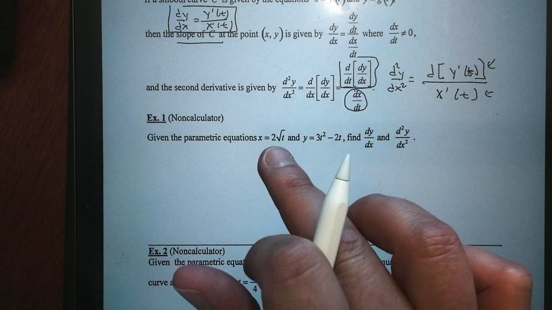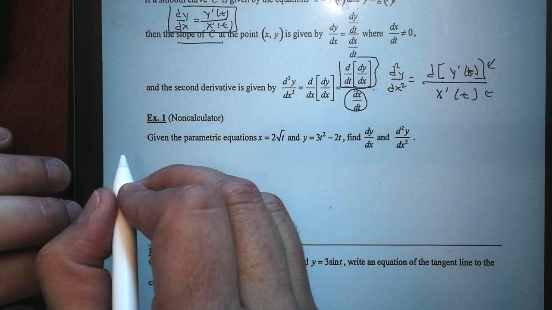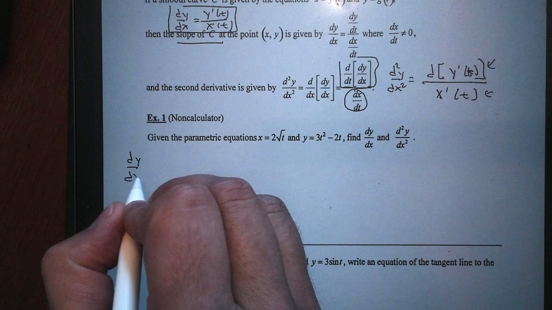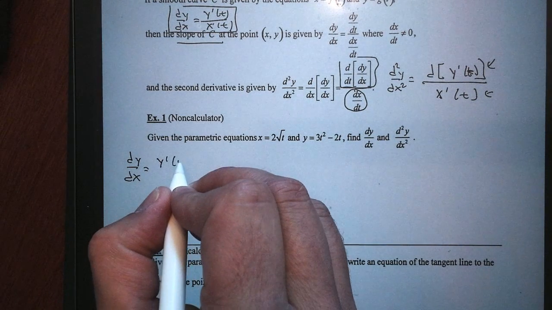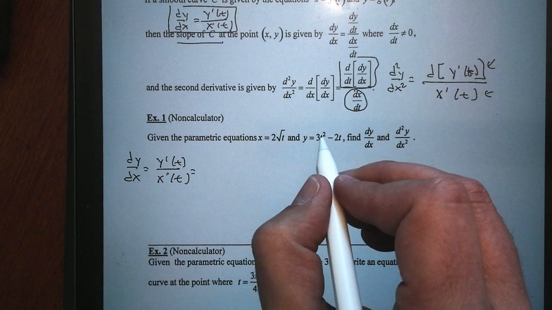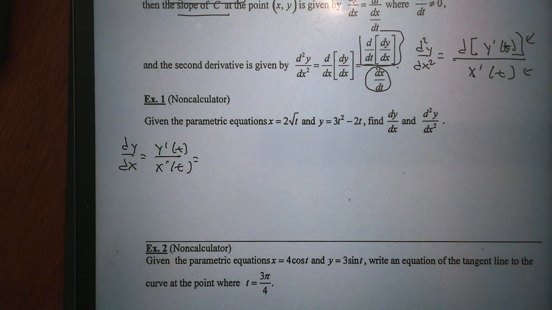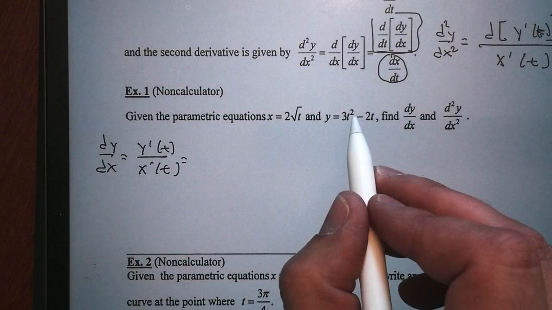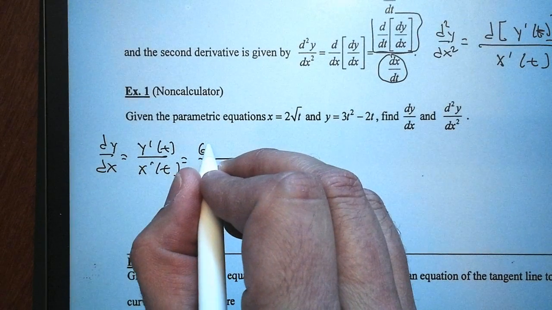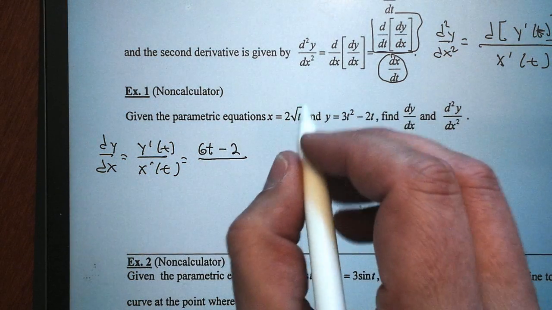Given the parametric equations, find the first and second derivative. So the first derivative is going to be very easy. dy/dx is going to be y prime of t over x prime of t. So y prime of t is not so bad if I take the derivative of y with respect to t here. We're going to get 6t minus 2. So the top is 6t minus 2. The bottom, be careful, this is 2t to the 1/2.